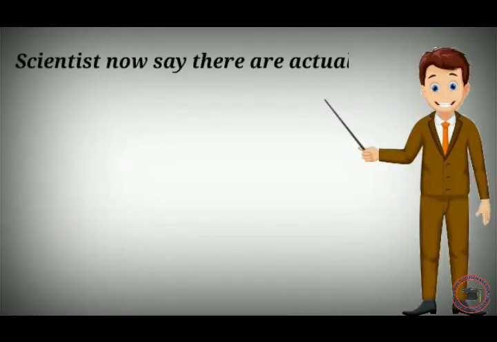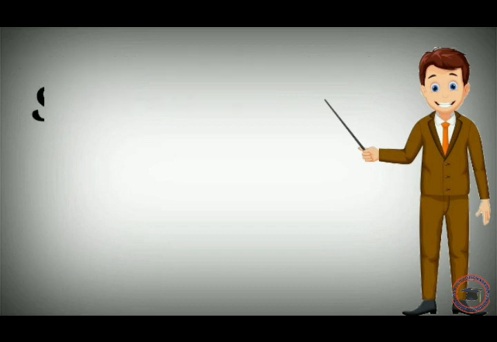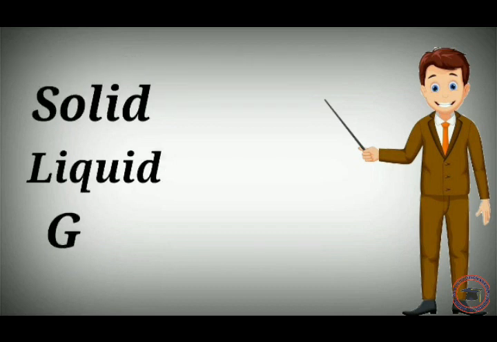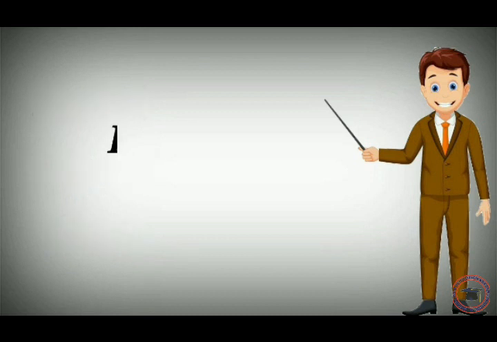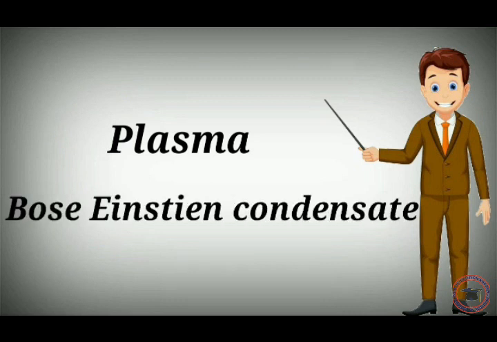Scientists now say that there are actually 5 states of matter. We are aware of the ones that we have discussed till now: solids, liquids, and gases. But along with these, there are 2 more states of matter: plasma and Bose-Einstein condensate. In the upcoming slides, we'll talk about these 2 states of matter.